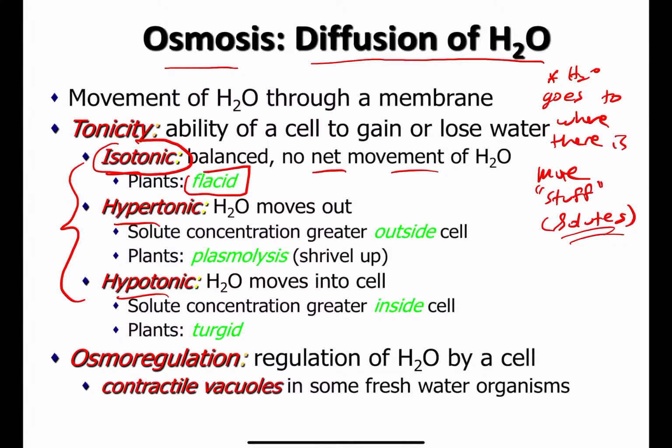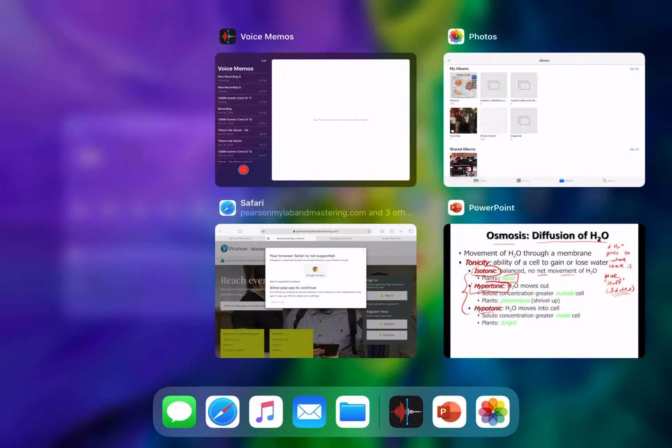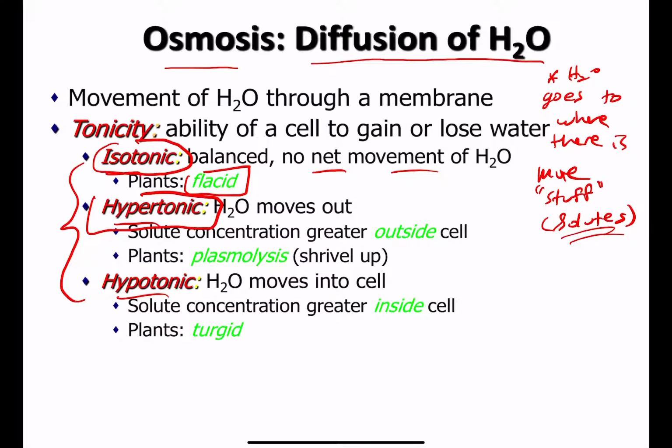If we think about a hypertonic state, water is moving out. And essentially, when you think about it, if it's hypertonic, the solute concentration is greater on the outside, right?